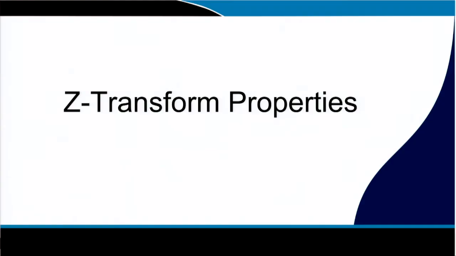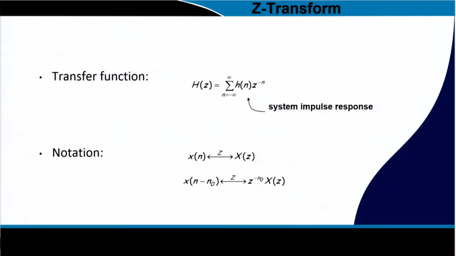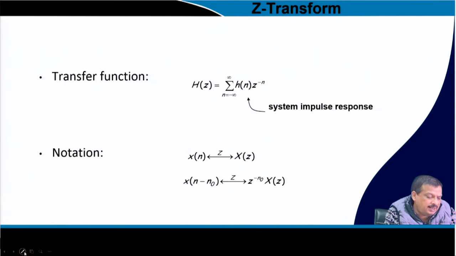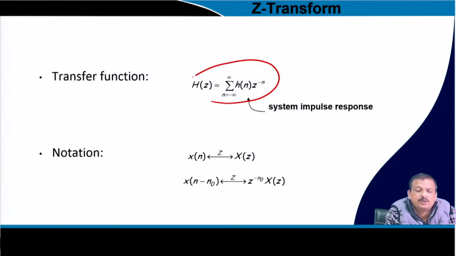Now we talk about the properties of Z transform. But before that, let me go back to H(z). As I was discussing, H(z) is a system, and the system impulse response looks like this.